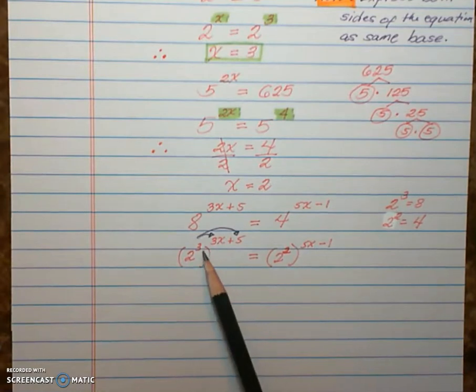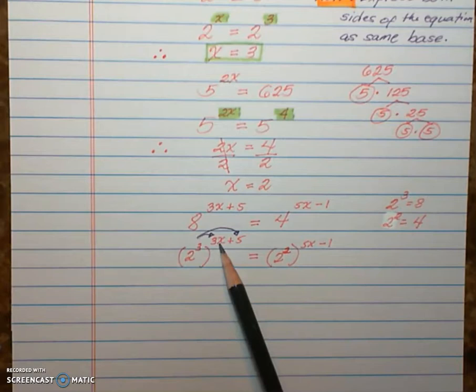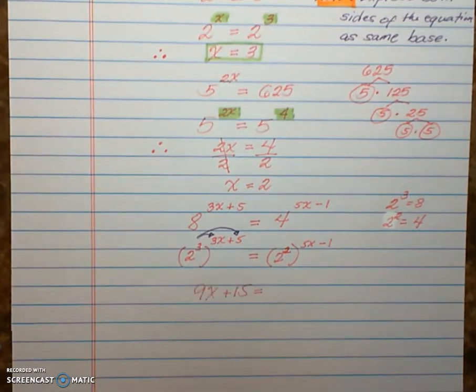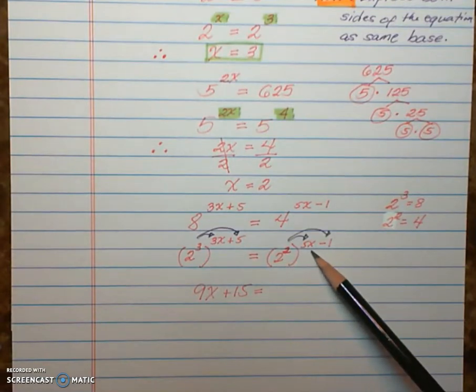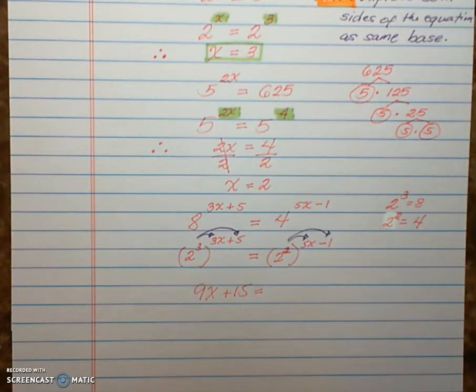We will distribute the 3 inside with the 3 here and the 5, making it 9, and then this one is 15. Then we will do the same on the other side. 2 times 5x is 10x. 2 times negative 1 is negative 2. Now we're going to solve for x and isolate the x. Whichever side you decide to put the x, your answer will be the same as mine.